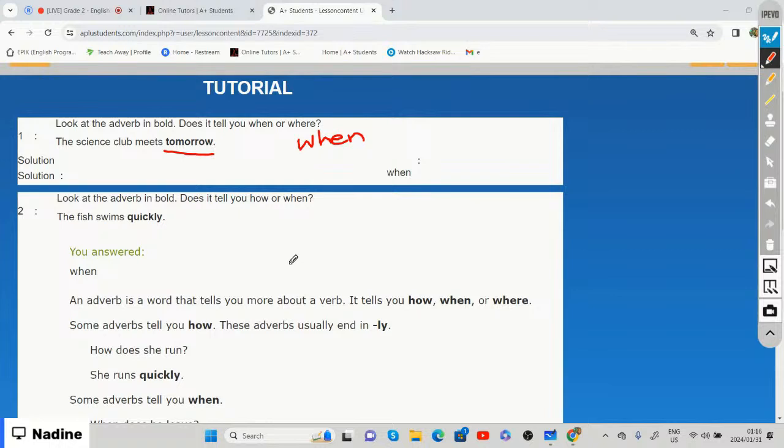So even if we were to say the science club meets soon, the science club meets later, the science club meets next week, that basically asks the question of when.